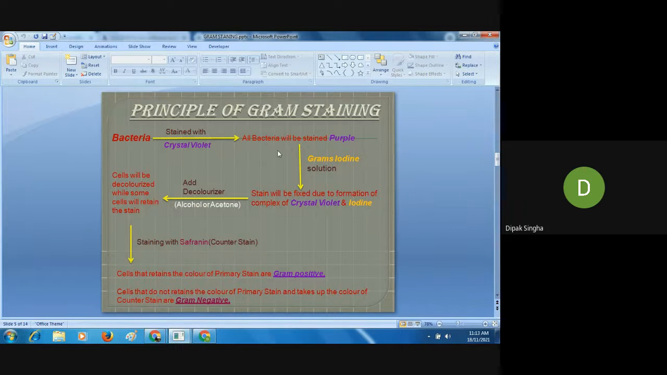If there is any question or doubt, freely tell me, otherwise it will be a problem. You do not need to read through the books, you can just visualize a picture in your mind. First you prepare a smear, then fix the smear, then crystal violet is added, and all the bacteria will produce the purple color. Any doubt, please ask me.